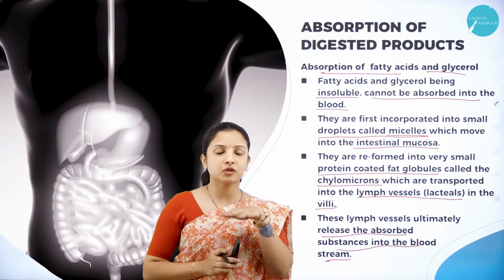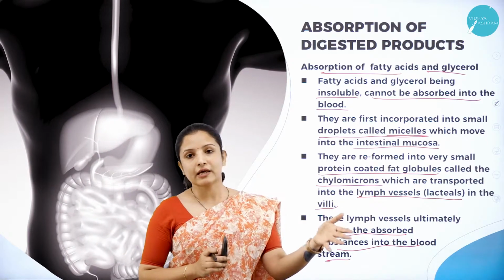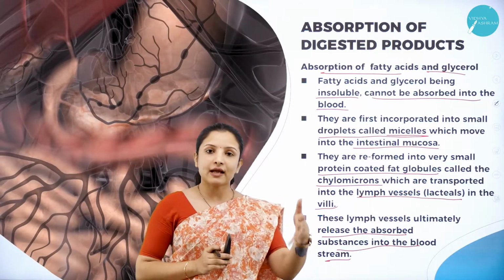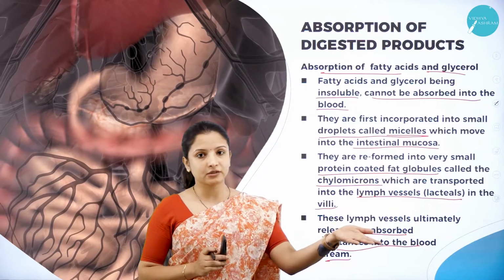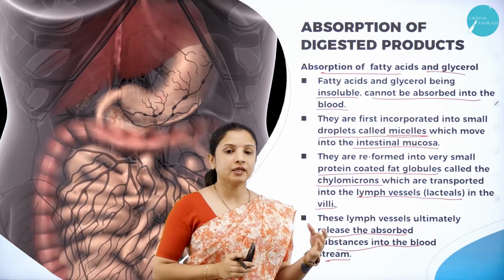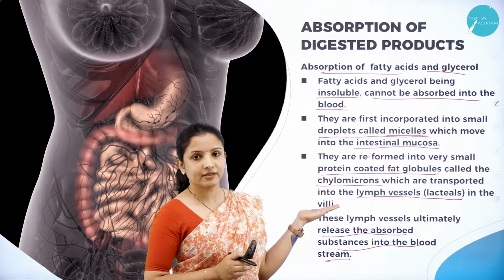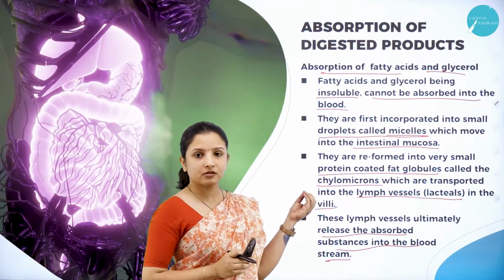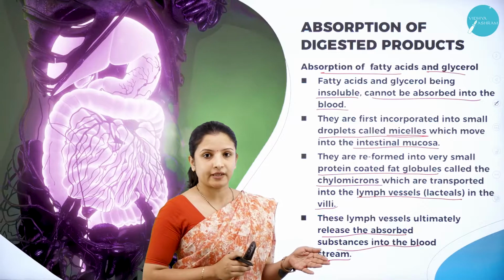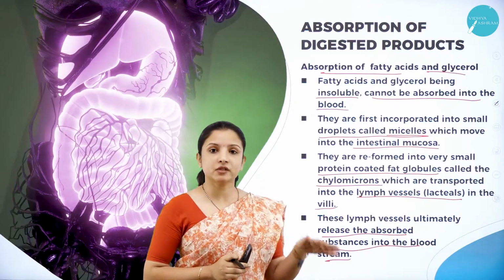So therefore, from the mucosa of the intestine, they could directly enter into the bloodstream, and that blood would carry them to different parts of the body or organs, right? But in this particular case, what happens? The fatty acids and the glycerol, or the fats and the glycerol, are not at all soluble in blood. They are not soluble in any liquid medium.